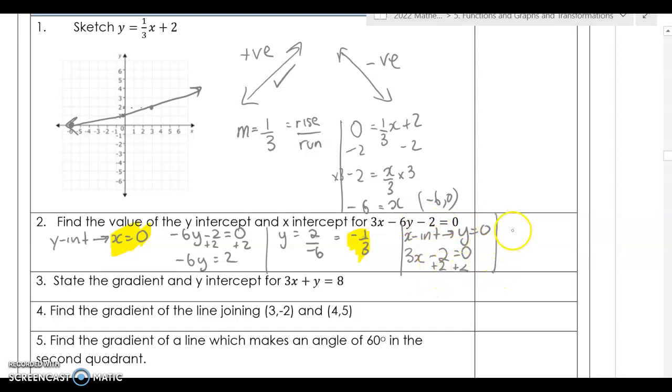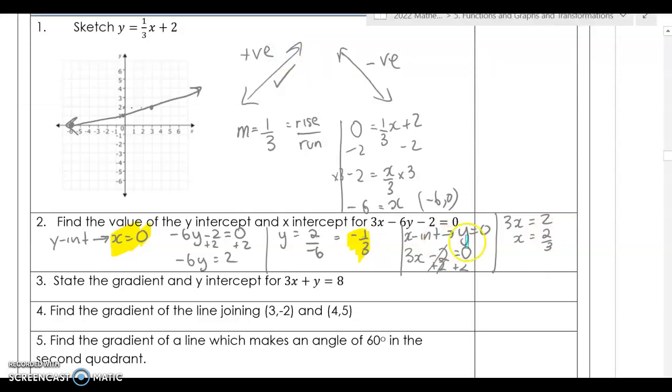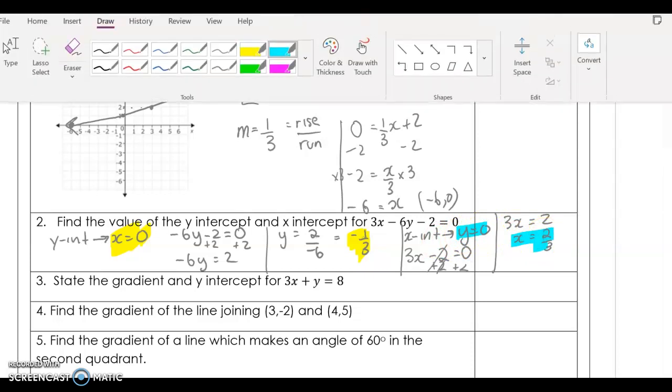I'm going to just cut it here and go up here. 3x is equal to 2. These guys cancel out. Divide by 3. X is equal to 2/3. So that is our x-intercept, and that happened at y equals 0. So there are the intercepts for that equation or that line.